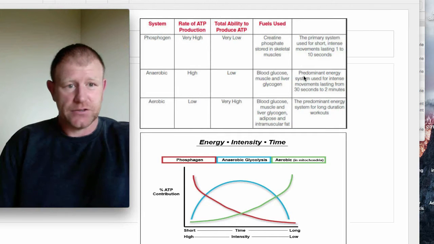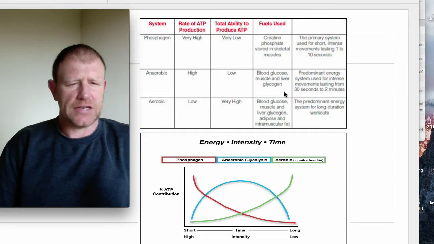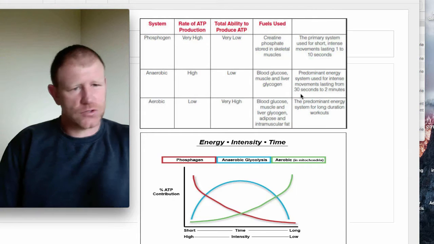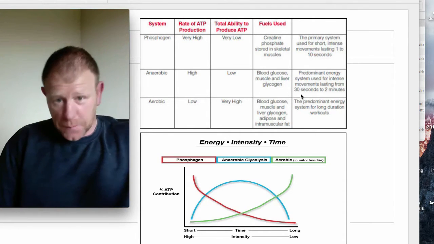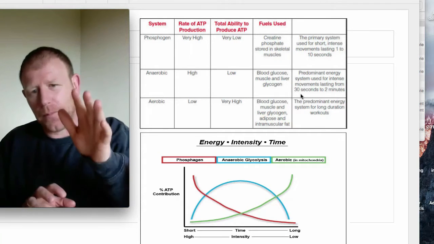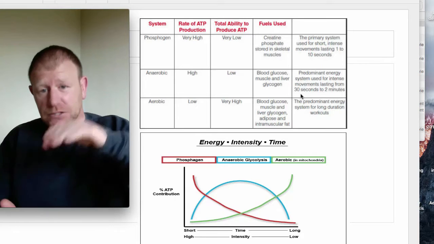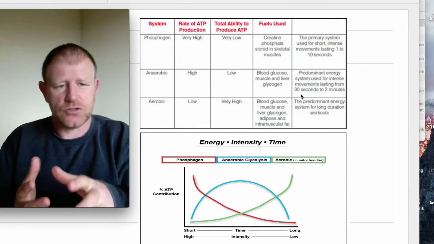This is the predominant energy system, which suggests that there are other energy systems going on at the same time. The predominant energy system used for intense movements lasting 30 seconds to 2 minutes. So that final sprint, powering up that jebel, that big sand dune, sometimes even powering down, because although the effort in your muscles to power up is less, the impact and the control of those muscles is just as much. Okay, everyone, you sort of get that.